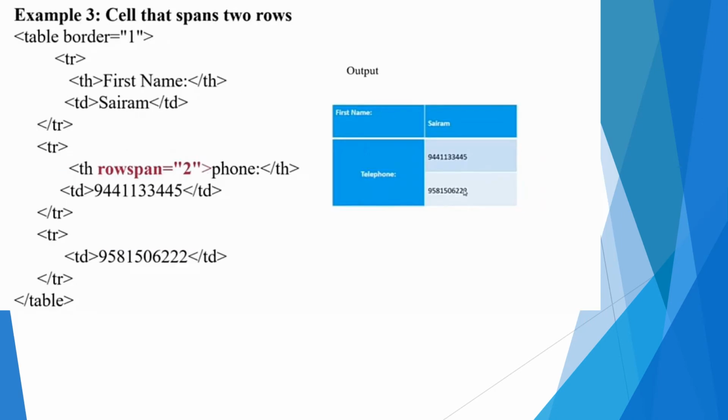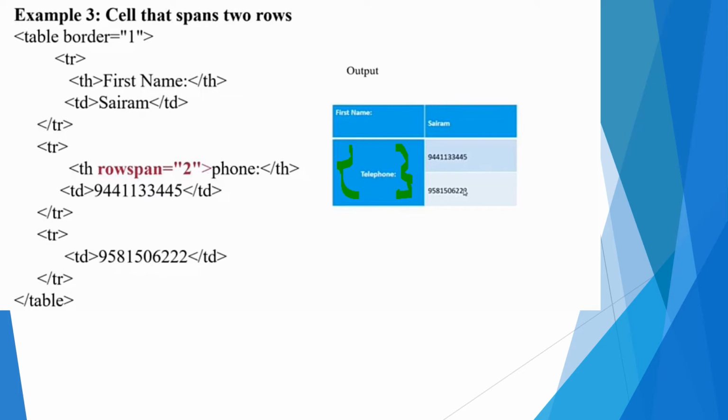This is an example for row span. See here, two rows are spanned, or two rows are merged for one row.